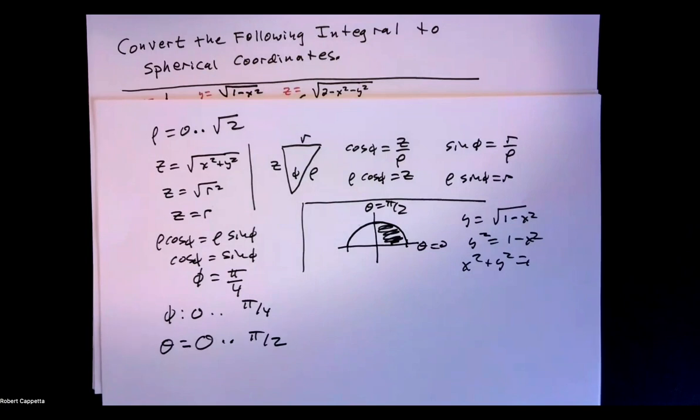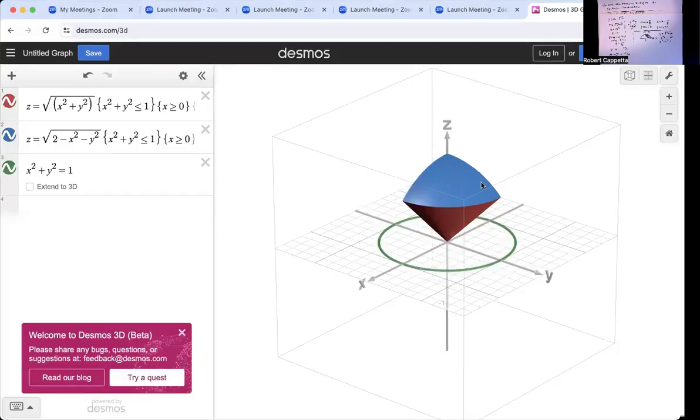So looking at our picture, we do not have that fully capped cone. We just have a portion of it. So let's see it. This is what we need to have. But rho is still going from 0 to root 2. Phi is going from 0 to 45 degrees, pi over 4. And theta is going from 0 to 90 degrees, or pi over 2, and that should enable us to finish this problem.